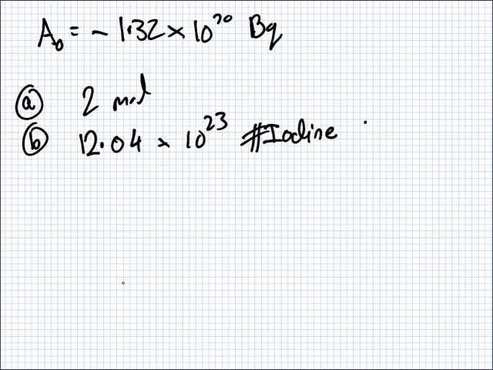Number of iodine isotopes, yeah. How did you get that number, Ben? What did you do? Avogadro, yeah? N equals Na times n. N equals n. Whatever way you like it. 6.02 times 10 to the 23 times 2.